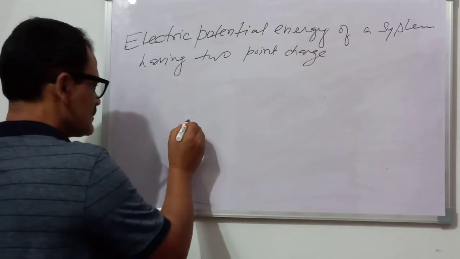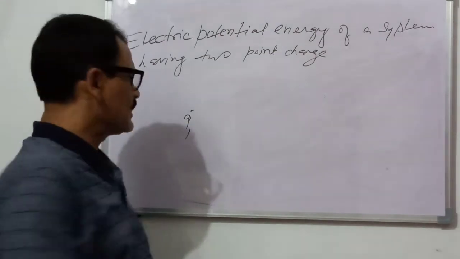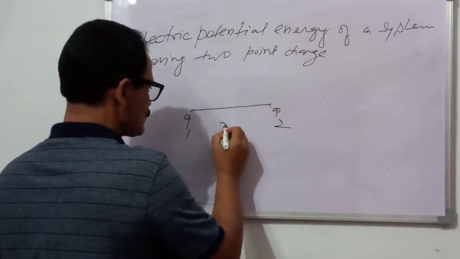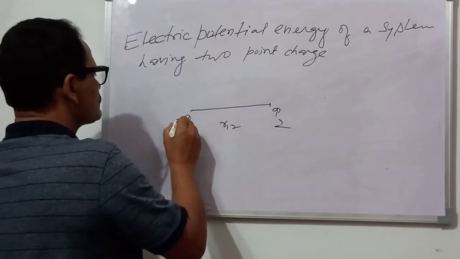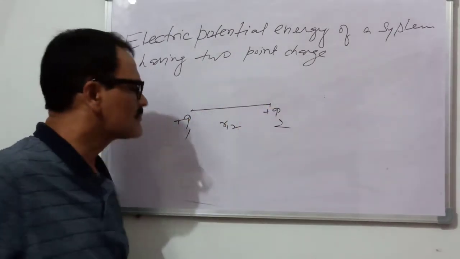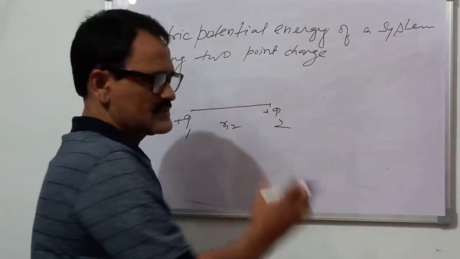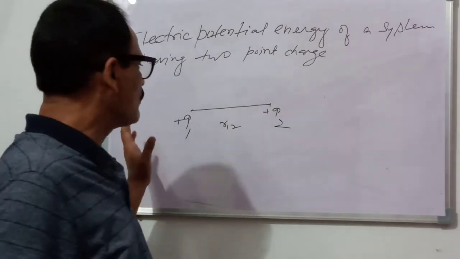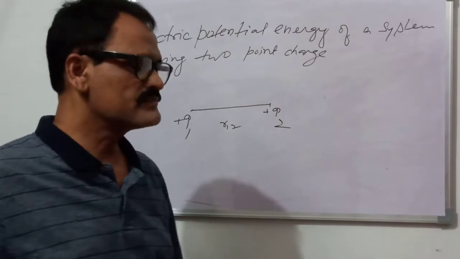Suppose there is a system, one point charge is Q1 and another point charge is Q2, and the distance between them is R12, and suppose this is positive and this is also positive. What is the potential energy of this system? This is the question. So now I am going to calculate the potential energy of the system.